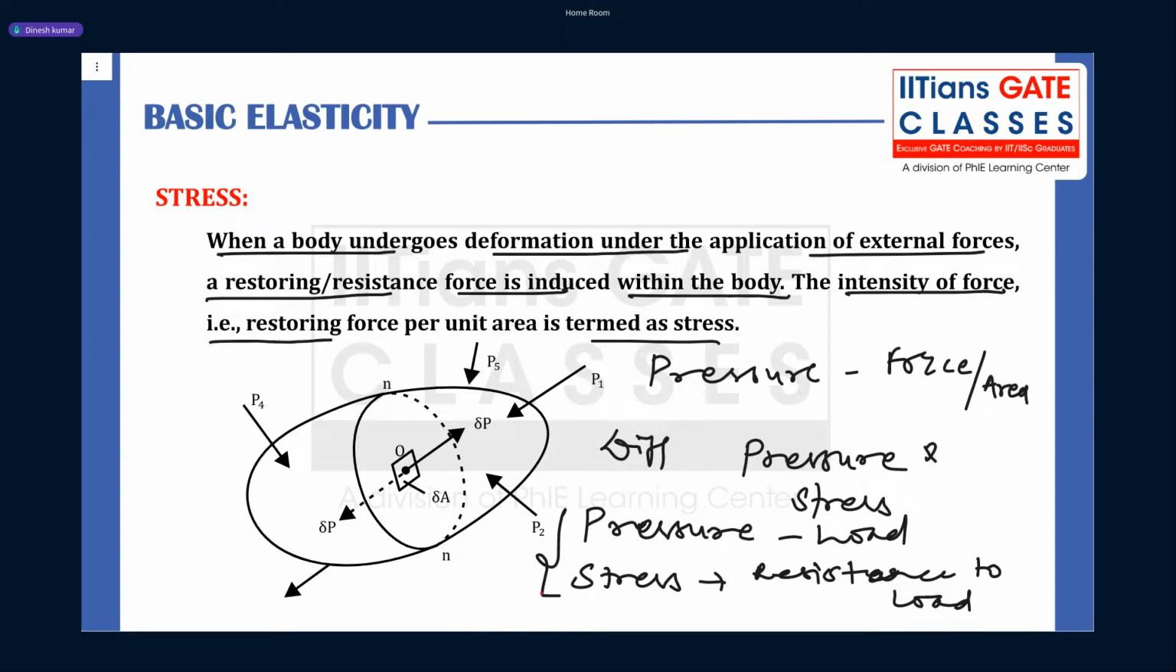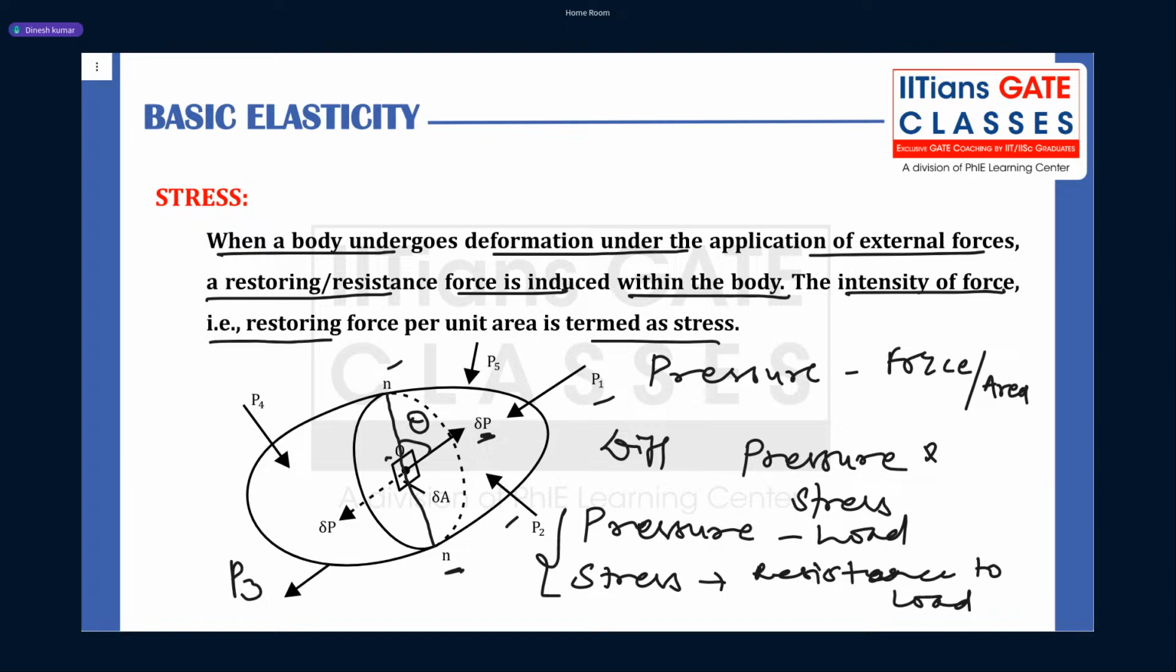Okay, so you guys can see there is an arbitrary shaped body, and there is one point O on which we want to find stress. So first, at that point, what is the resultant force due to all these applied loads P1, P2, P3, P4, and so on. The resultant force is not necessarily normal to the reference plane. If you change your reference plane, the angle between this normal, which is the resultant force at point O, and this reference plane will change.